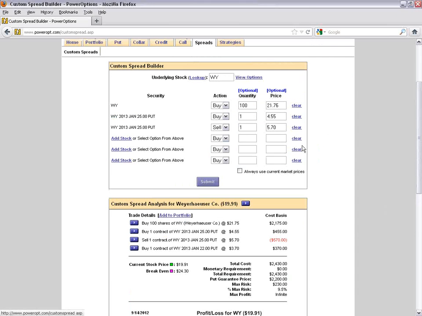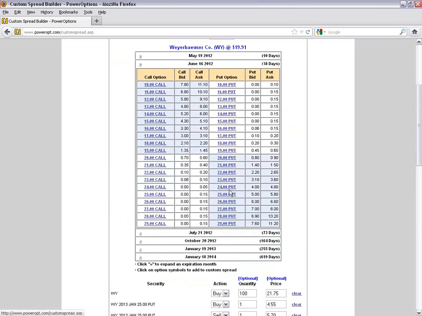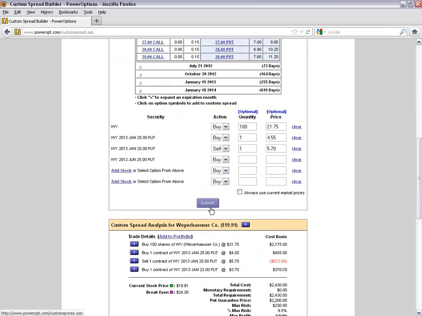Well, if you think that's the case, simulate it. That's what these tools are for. Okay, so instead of rolling to the January 22 put, what happens if we sell the January 25 put and now open a June 25 put? Let's keep it at the same strike for the time being.